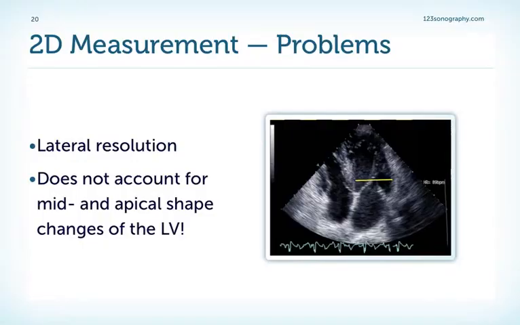What are the problems associated with 2D measurements? Well, lateral image resolution is certainly an issue. However, in most patients, even if image quality is not very good, you can still delineate the lateral wall. What is more important is that the diameter measurements do not account for mid and apical shape changes of the left ventricle.